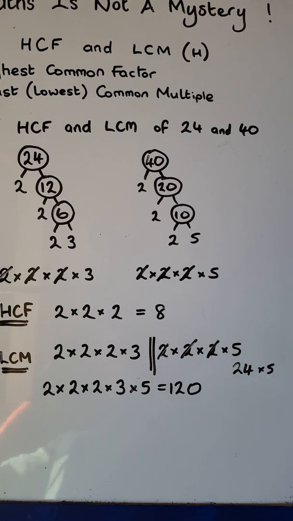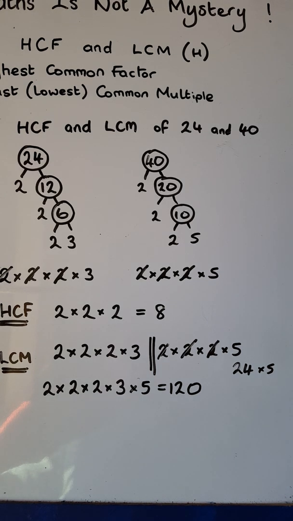120 is the lowest common multiple, which means that if you were to go up your 24 times table, which is not that easy, and you were to go up your 40 times table, which is quite easy, the first number that you would have on both tables would be 120. Okay? Now this is a slightly more complex way of doing things, but do you know your 24 times table well enough to write it out?